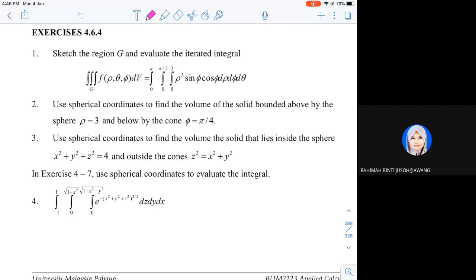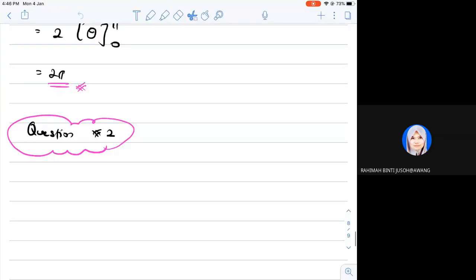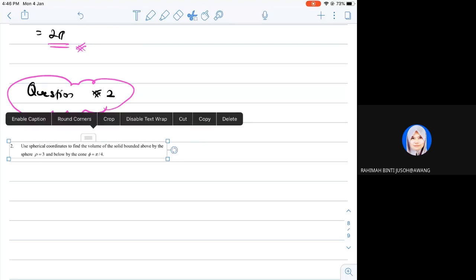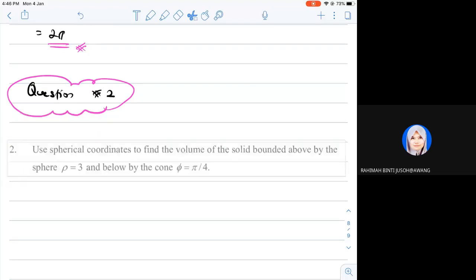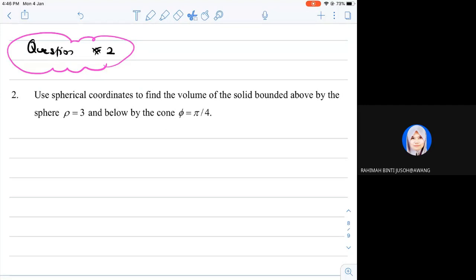We need to calculate volume. Okay, question number 2. Use spherical coordinates to find the volume of the solid. Okay, first of all, let us sketch the region.